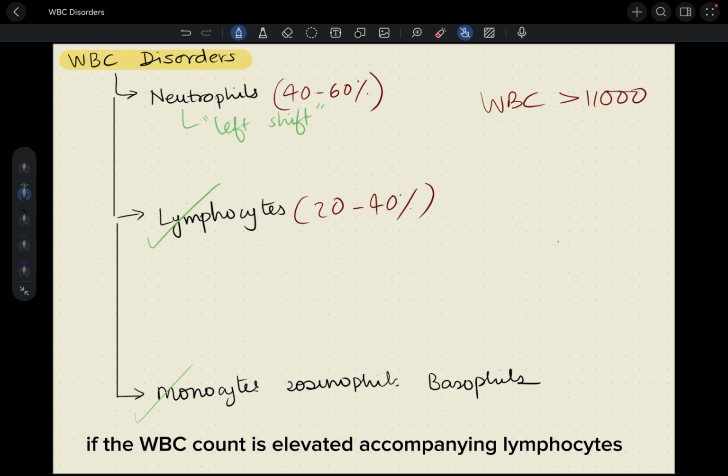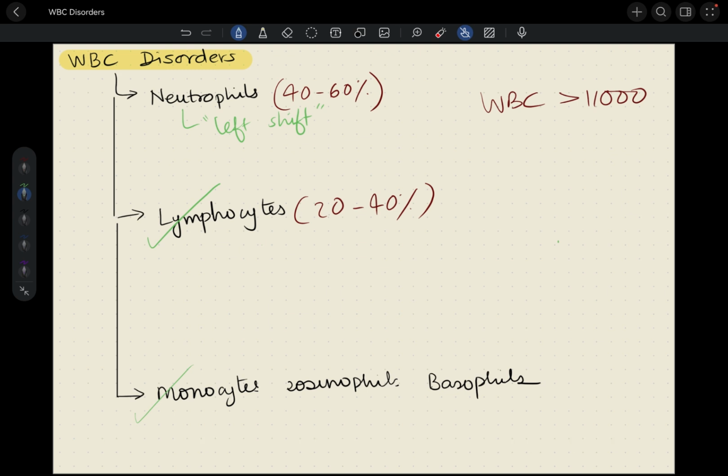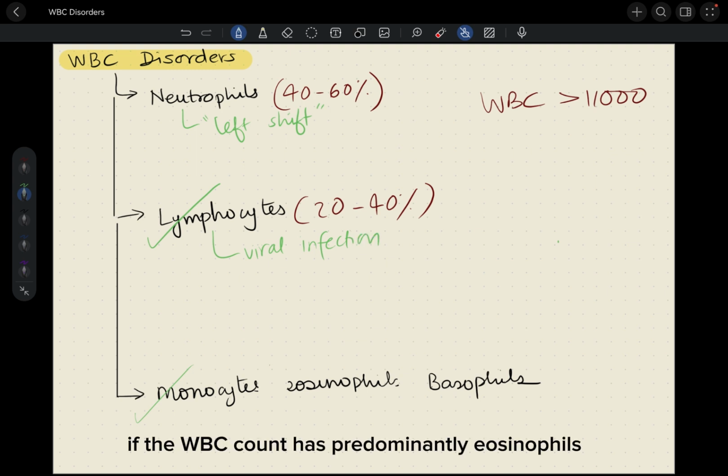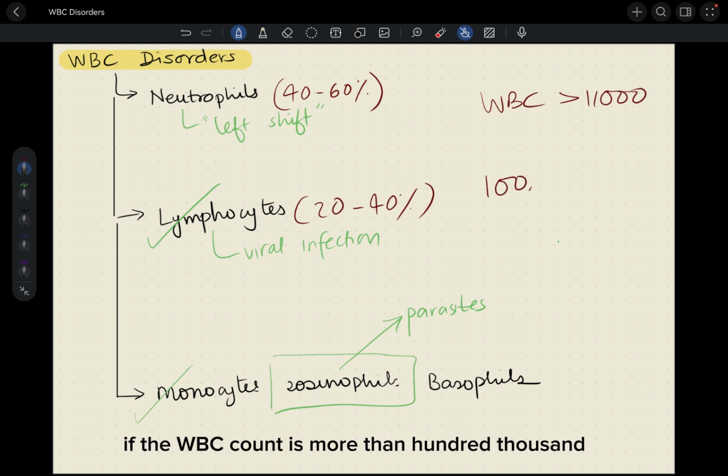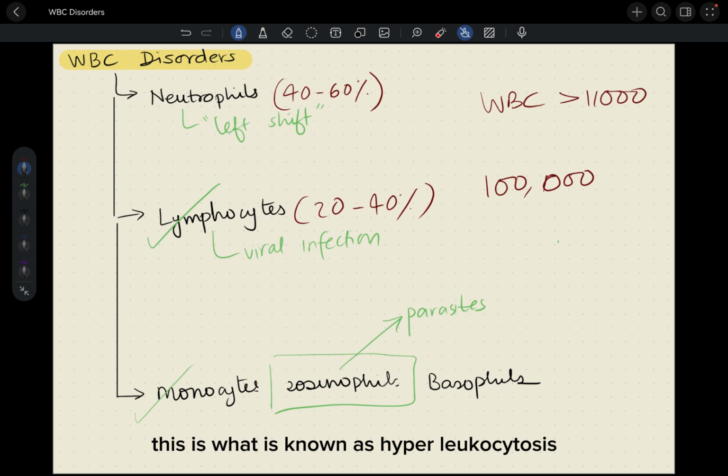Then we can see it in a patient with steroid use or with stress response. If the WBC count is elevated accompanying lymphocytes, then we should think about viral infections, or we should also think about CLL. If the WBC count has predominantly eosinophils, then we must think about parasites, we must think about allergies. But what happens if the WBC count is more than 100,000? This is what is known as hyperleukocytosis, and it is a medical emergency.